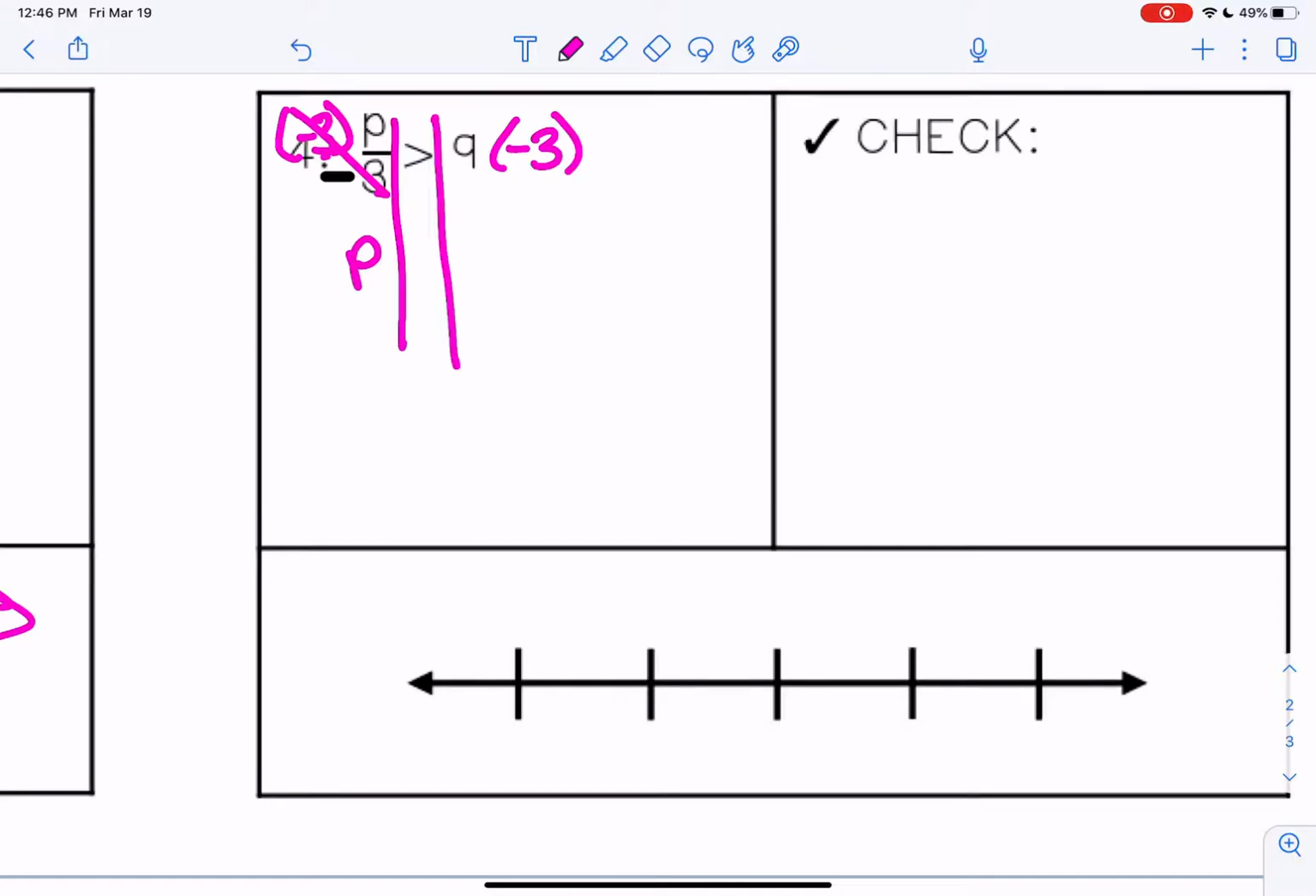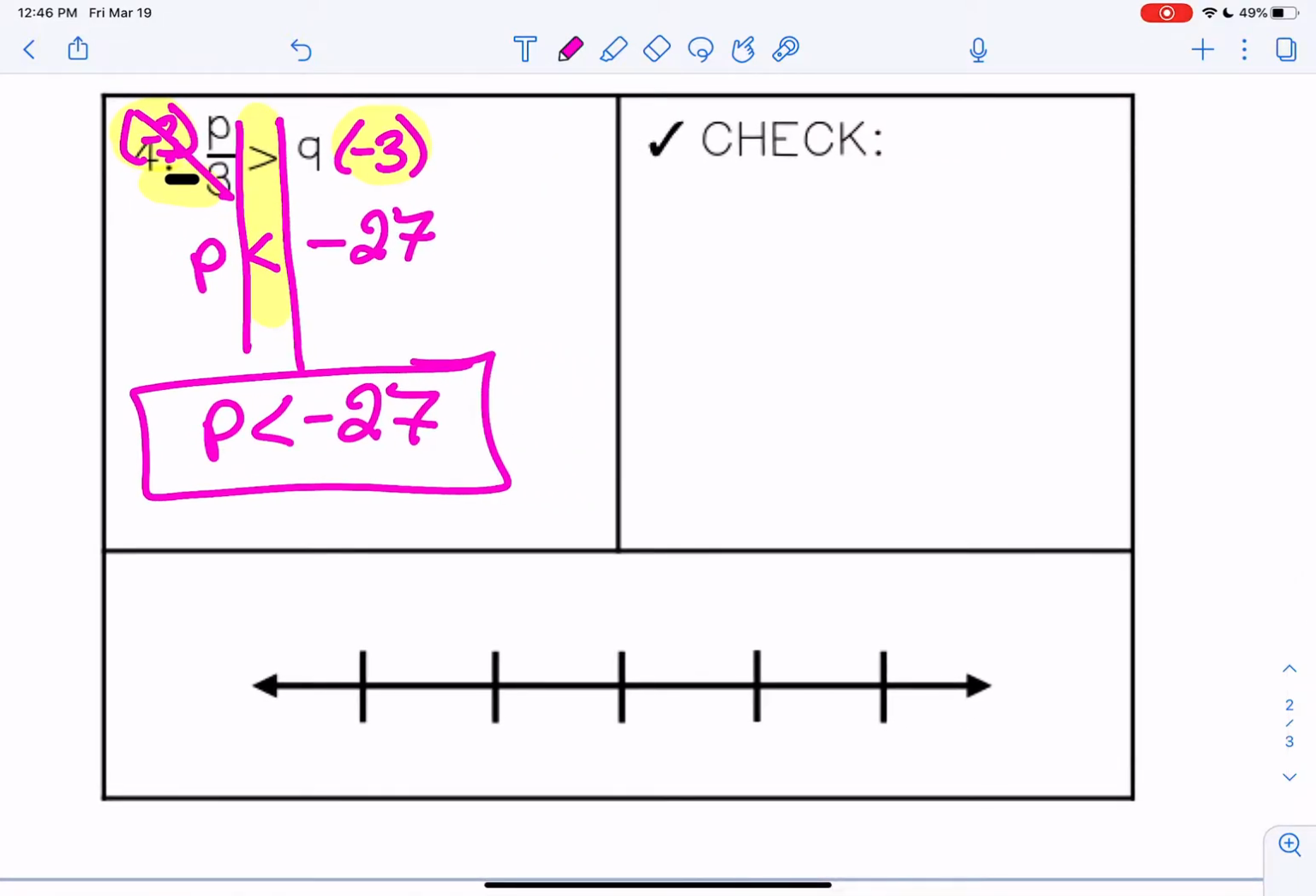Now remember, we just multiplied with a negative, so we have to flip the sign. Pac-Man's going to face the other direction. Don't forget that part. And a negative times a positive is a negative, and 9 times 3 is 27. So we end up with P is less than negative 27.